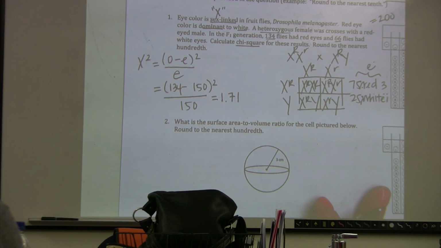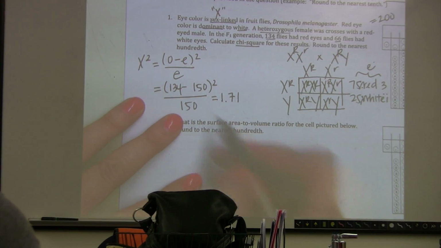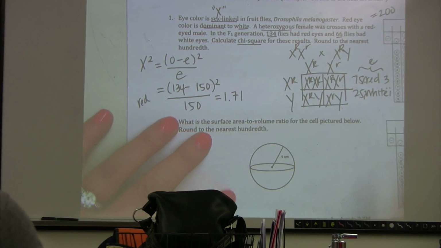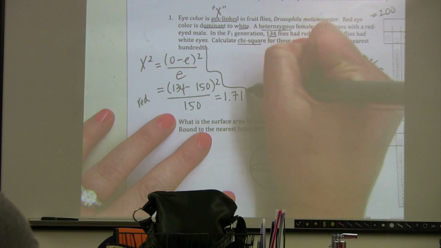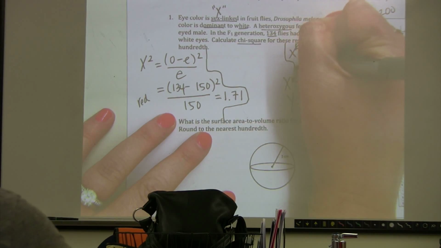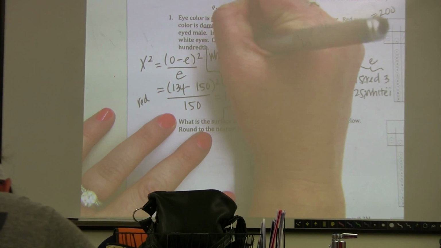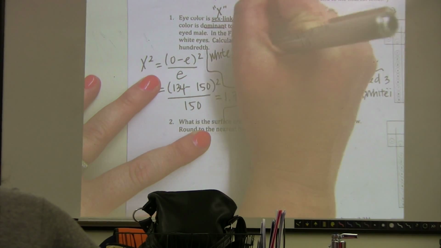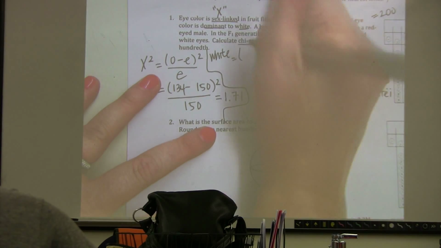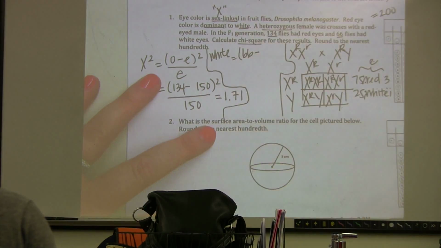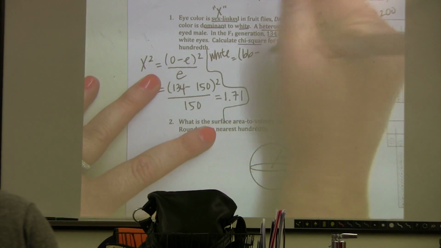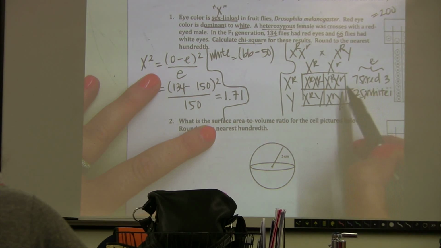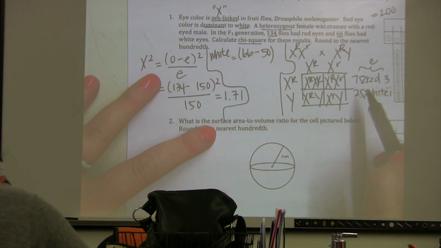Okay, so now this is red. We're going to have to do our white, so let's carve out some space right here. For white, we have the same equation: observed minus expected, squared, over expected. What is my observed for white? 66. Minus my expected for white? 50. Good. Because we're using the total of 200, but what percent of it? 25%.